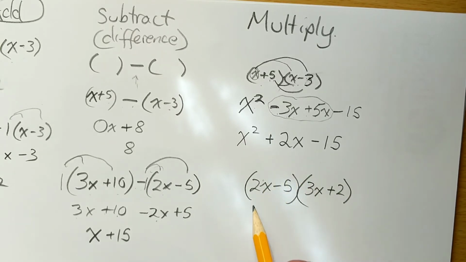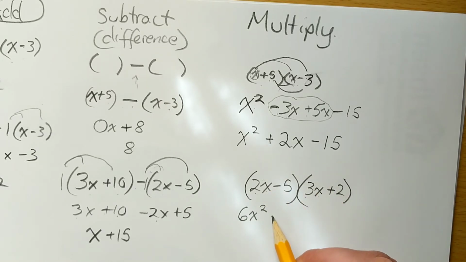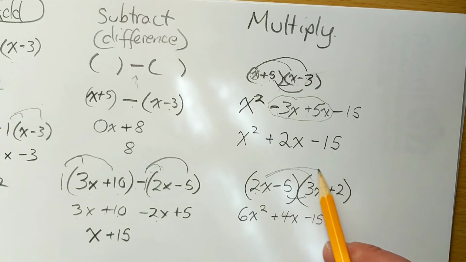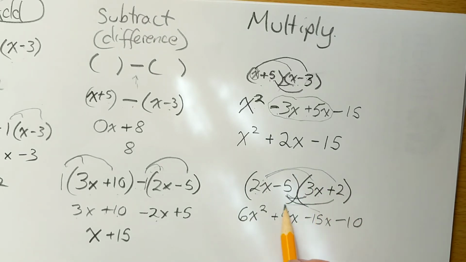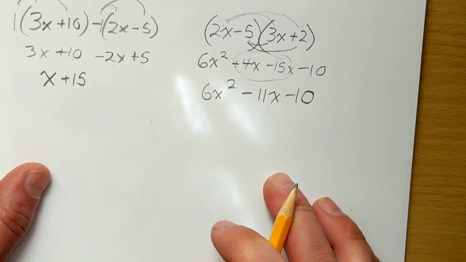2x times 3x. You multiply the bigs, we're going to have a total of 6, but also the x's hit each other and multiply up to x squared. 2x times 2, 4x. Negative 5 times 3x, negative 15x. So I did that one, I did that one, I did that one, and the last one, negative 10. Combine like terms in the middle. Ta-da. I'm going to show you another model for that.